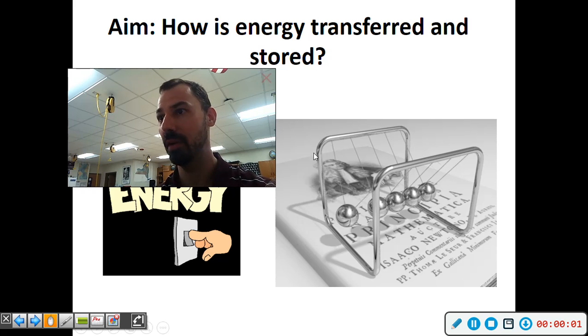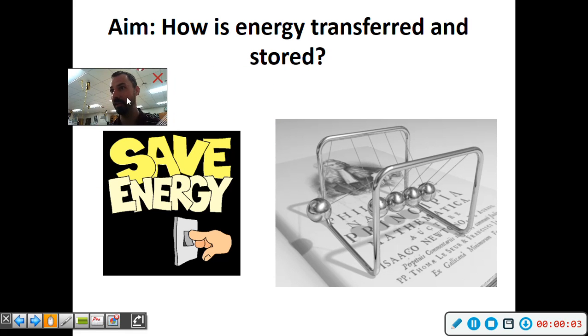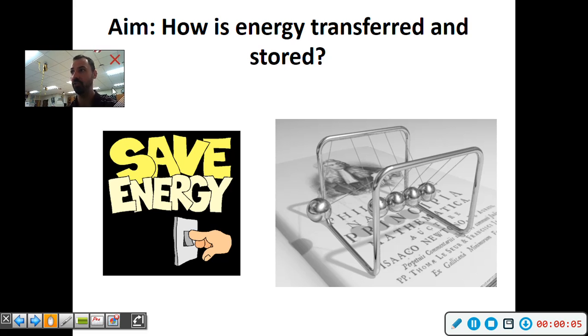Hello everyone, I'm here today to talk to you about how energy is transferred or stored. You already saw the beginning of the video, if you look really closely. This is called a Newton's cradle. Obviously, you pull back the one ball on one side and let it go, and it will keep going back and forth, hitting into the next ball, and the energy will transfer back and forth. A really neat device.